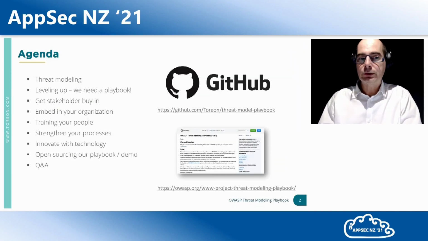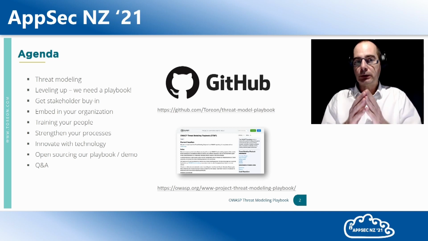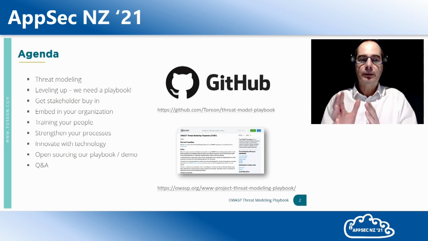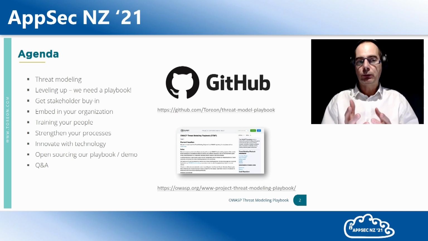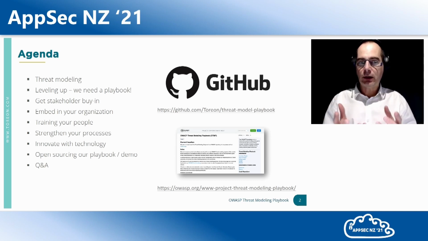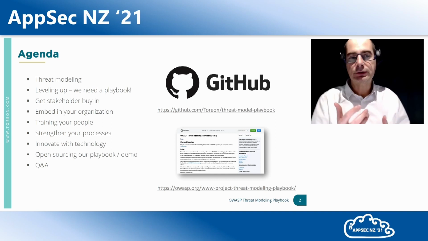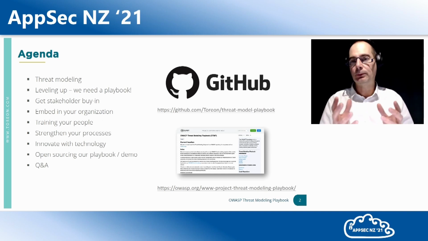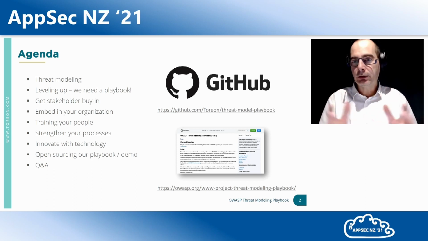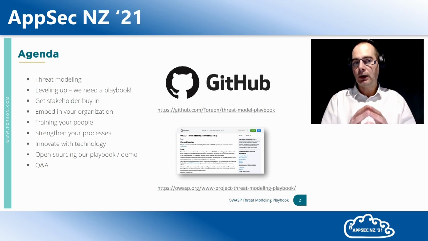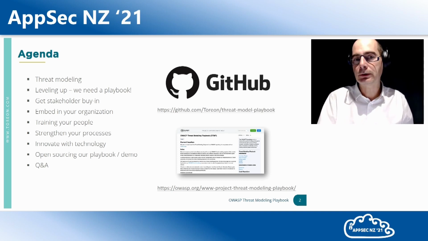And so when we go over the agenda, what I'll do in this half an hour is very quickly an introduction to threat modeling. But then why do we need a playbook? How do we cover the different steps of getting stakeholder buy-in, to embed this in your organization, train people, embed this in the processes, and make sure that obviously you support this with some technology. And then either the link is already here, you can already have a look if you want. We've shared this on GitHub. There's an OWASP project around this. And at the end, I believe there will be time for some short Q&A. Obviously, if you don't have time now, afterwards, I'll share with you some contact details.